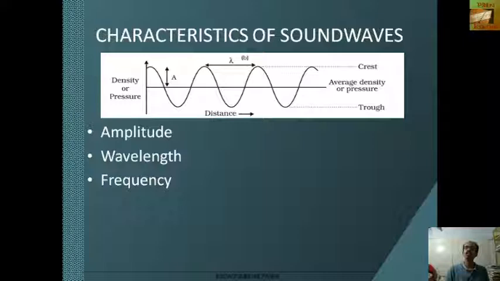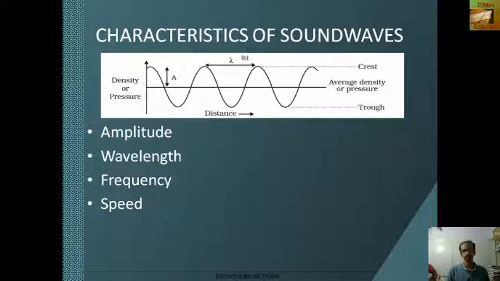Now, frequency. Frequency is given by the reciprocal of the time period. It is the number of vibrations happening in 1 second. Its unit is hertz. It is denoted by the Greek letter nu.